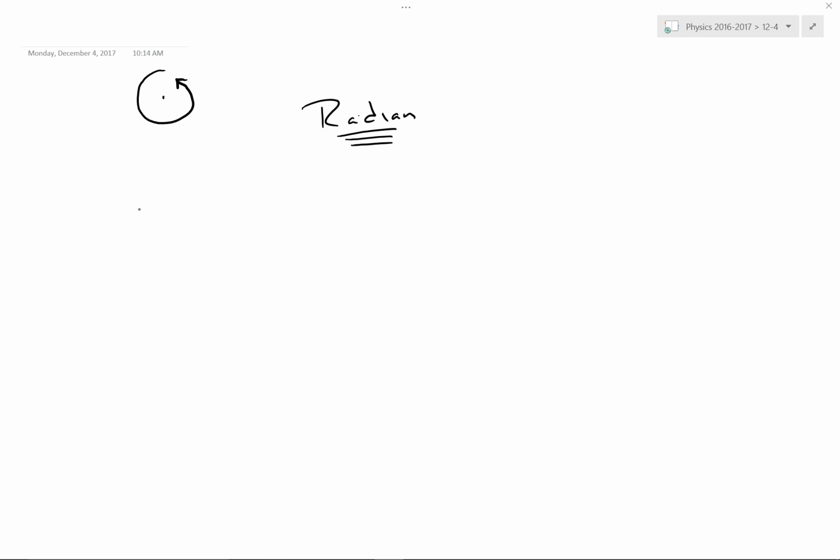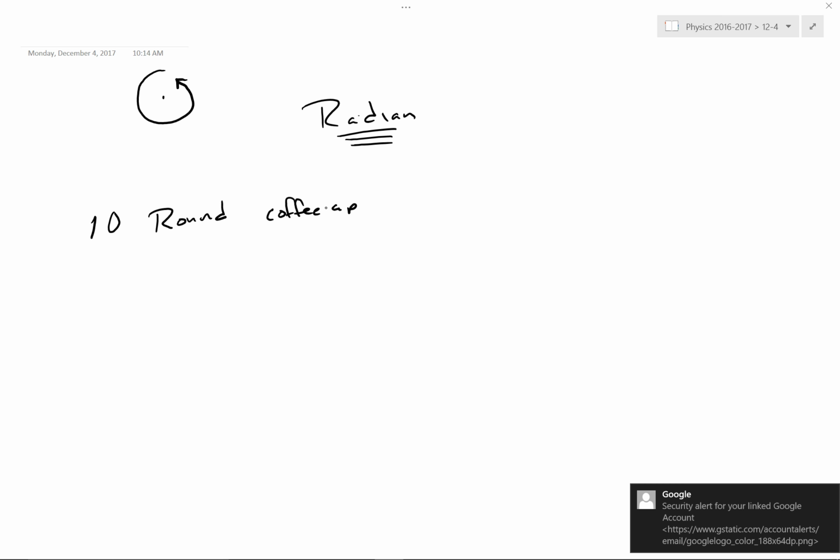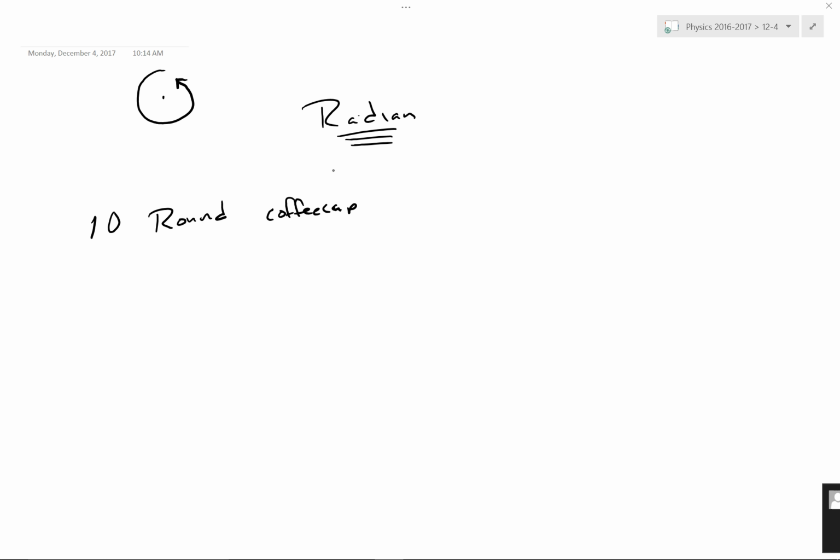You're going to find 10 things in this room that are round. For instance, on my desk there is a coffee cup. You could use that. You're obviously going to have to share. There's a 5-gallon bucket on the back of my room.